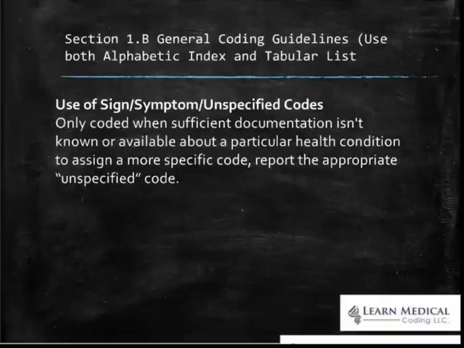Another example, if a patient came in and the physician documented the patient had maxillary sinusitis, you're not going to code just sinusitis, which is the unspecified code for sinusitis. You're going to code the specific code for maxillary sinusitis because there's a specific code for that. So you're going to code to the highest degree of specificity, and you're going to make sure that you only code symptoms and signs if there's not a definitive diagnosis available.